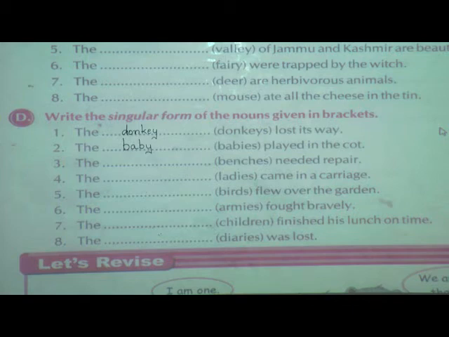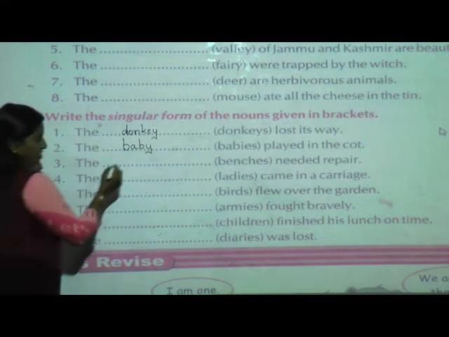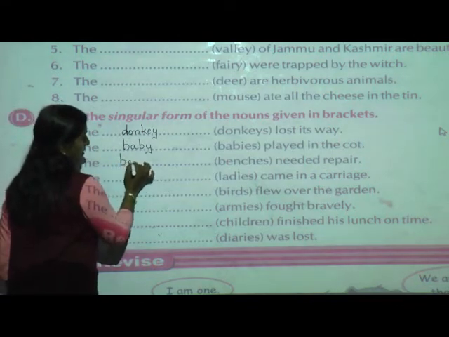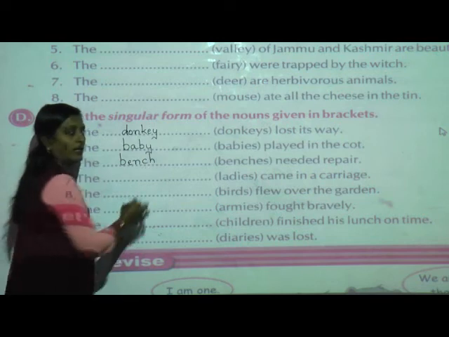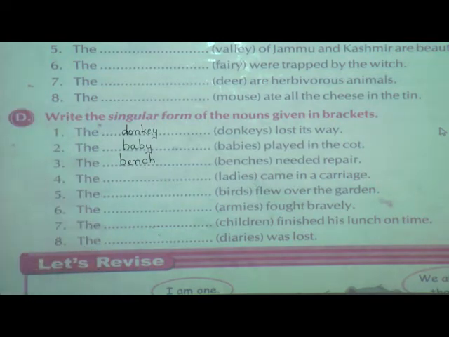Okay, third. Now you tell me what will be the answer of third. The benches needed repair. What is in bracket? Which plural is that? Benches. So how are we going to make it singular? You have to cut that ES. So what will be the answer? Bench, B-E-N-C-H. So what is the singular of benches? Bench.